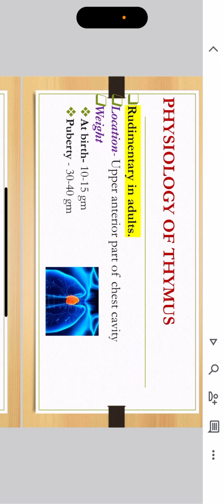Now this thymus gland, it is basically a rudimentary organ in adults. Okay, and its location, it is at the upper anterior part of the chest cavity, as you can see in this figure. Okay, just behind the sternum it is located.